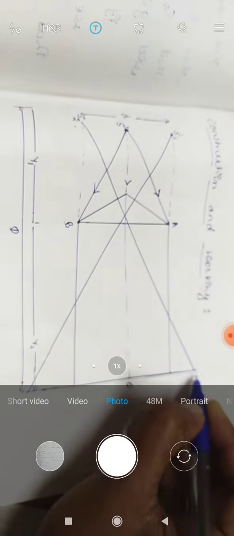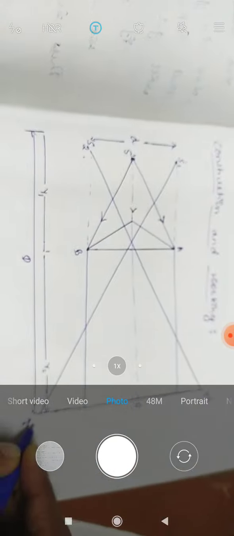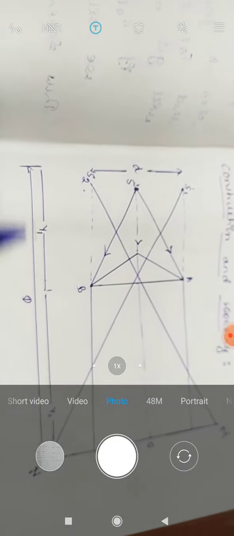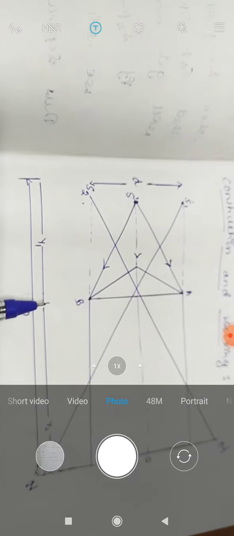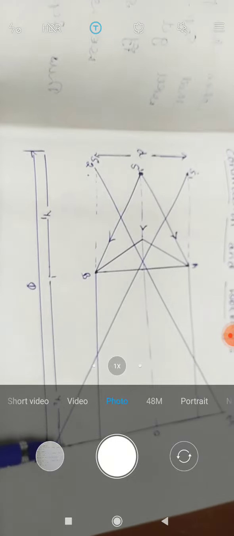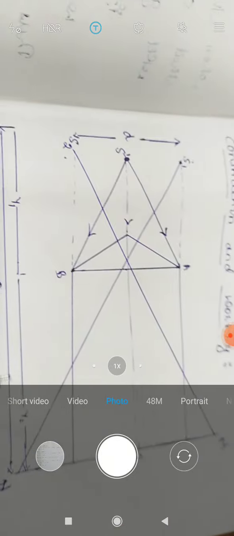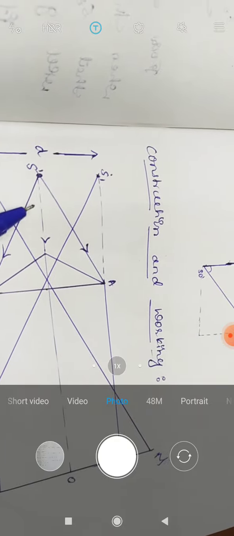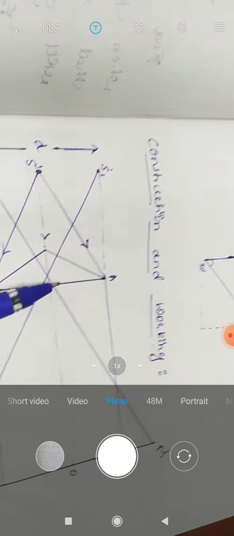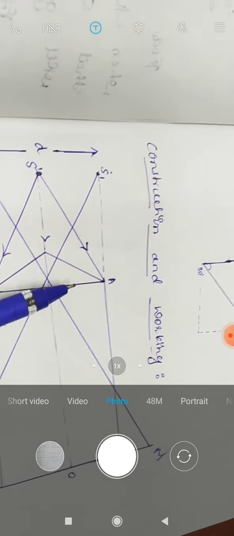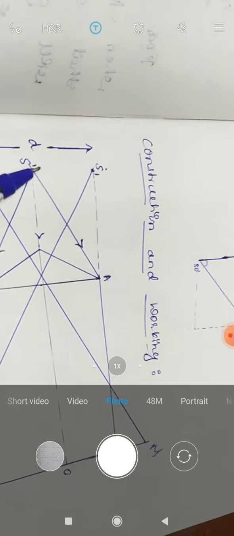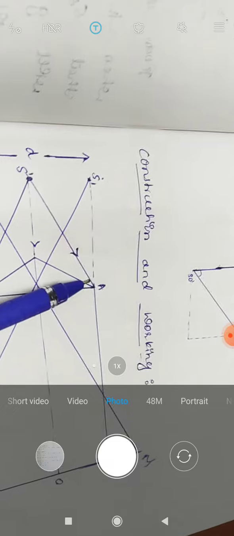This is the screen MN, and the distance between the slit and the screen is D. The distance between the slit and the prism is Y1, and the distance between the prism and the screen is Y2. Here the monochromatic light through a narrow slit S falls on the biprism and divides into two components.